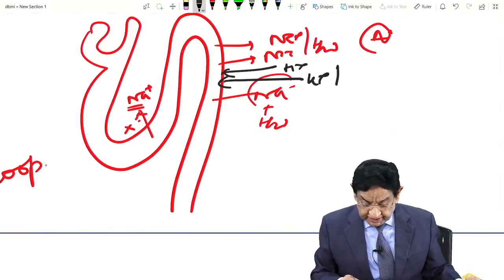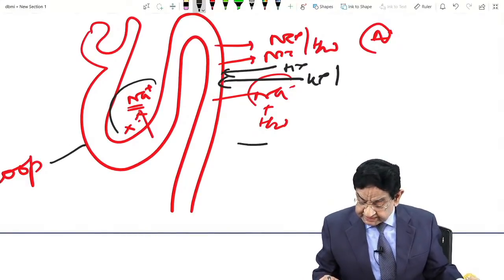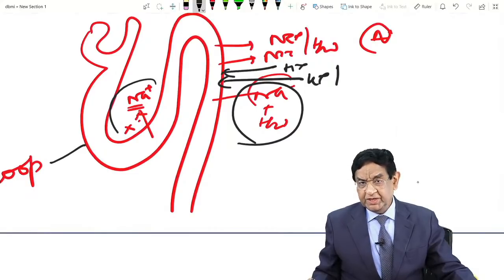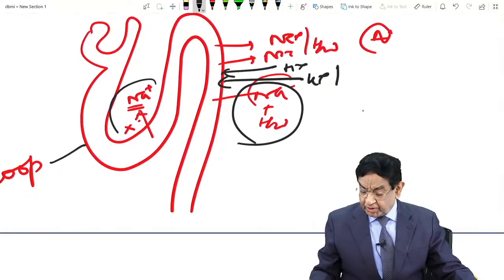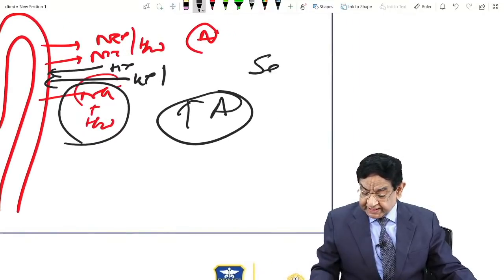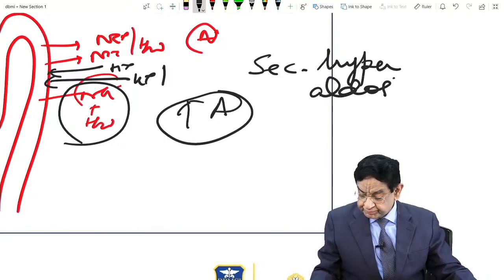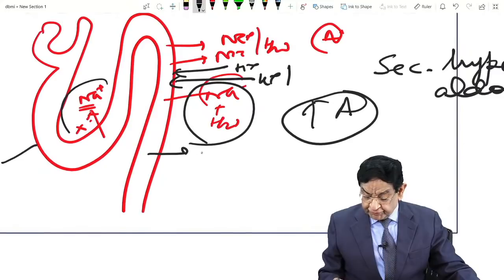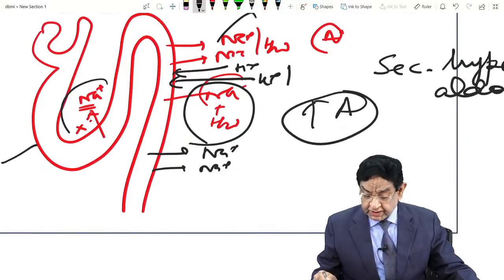Now when we have used a loop diuretic, which has caused an excess amount of sodium to come to the collecting tubule, and I told you, sodium is a very, very precious ion, the body can't afford to lose sodium, so the body will secrete more and more aldosterone. So it will lead to secondary hyperaldosteronism. So now maybe 4 sodium have been reabsorbed. Initially 2, now 4.